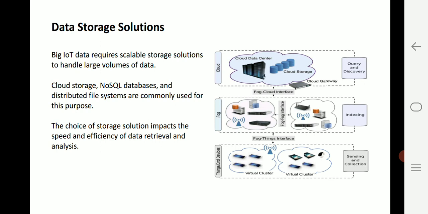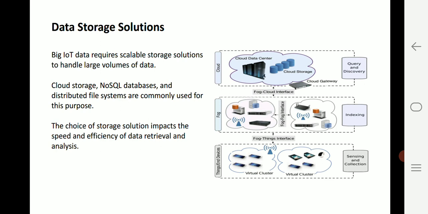So there is what is cloud and what it consists of, and what is fog, and how the internal structure will be, and what are the devices and connectivity devices, and how the interface will happen. Total information is there in the picture.